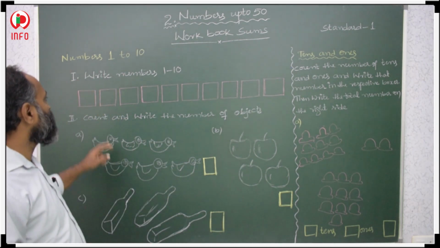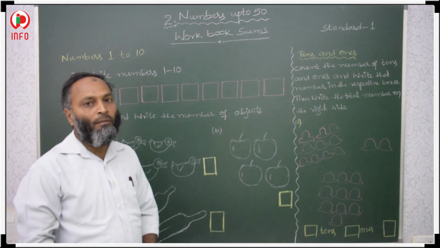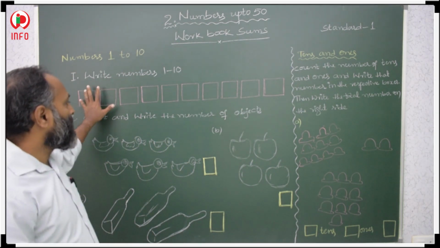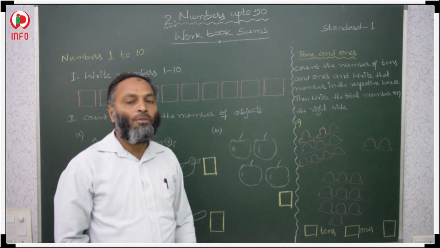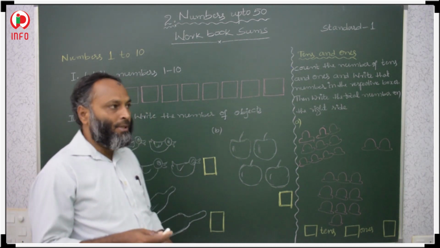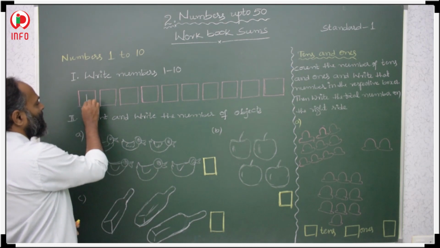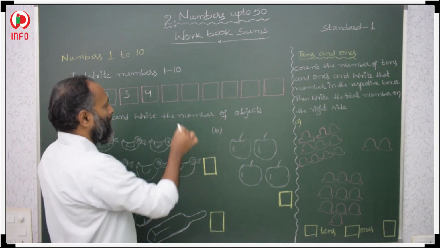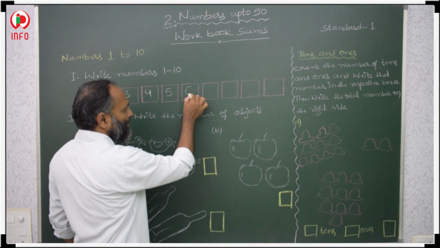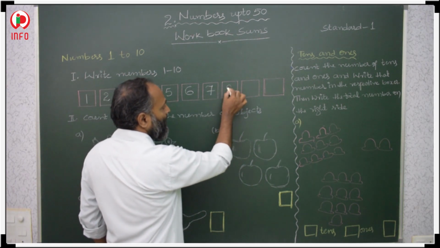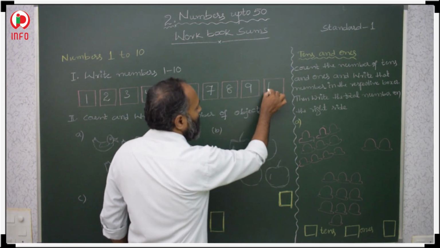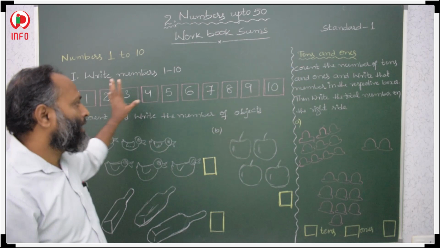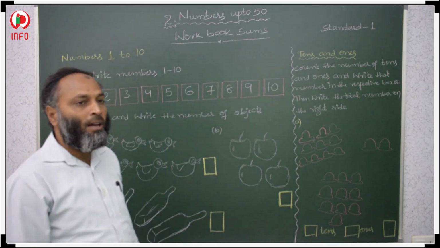In the first question, what is he asking? Write numbers 1 to 10. 1 to 10 numbers we have to write. Here 10 boxes are given. In these boxes we have to write 1 to 10 numbers. See here, this is a 1, here 2, here 3, here 4, and here 5, and here 6, 7, 8, 9, and the last 10. So like this we have to write 10 numbers in the given 10 boxes. This is our first question.